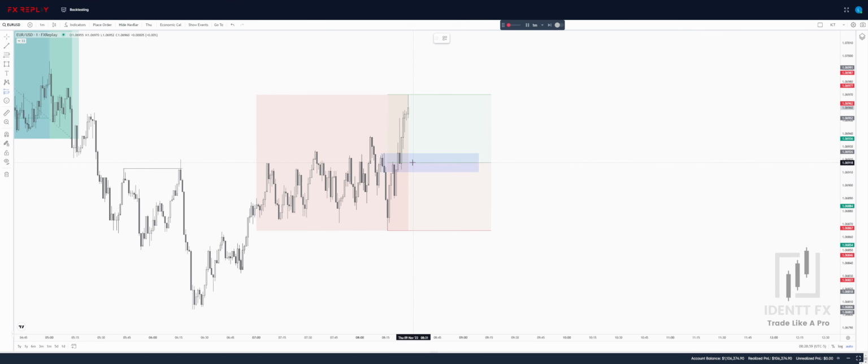So I'll go long right at equilibrium, which is the 50% level of that breaker block as well. I'm going to cover candle number 1 of the extreme FVG, which is this, right? Because this was the last FVG. This is candle number 1.